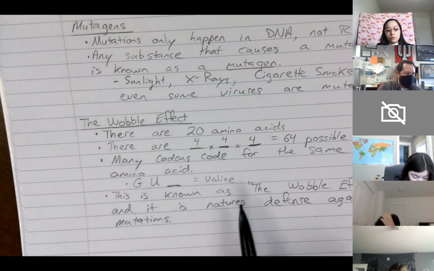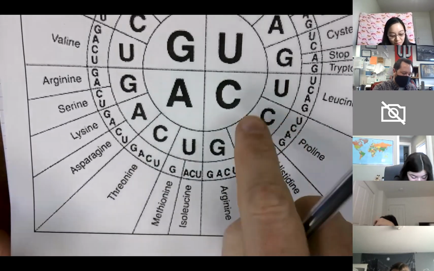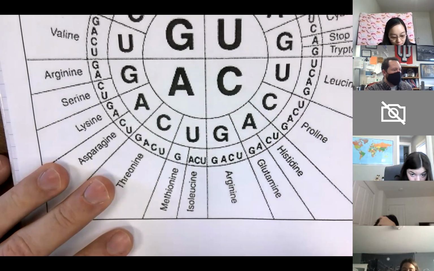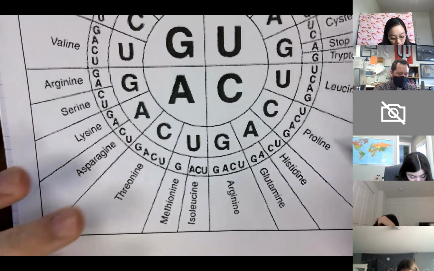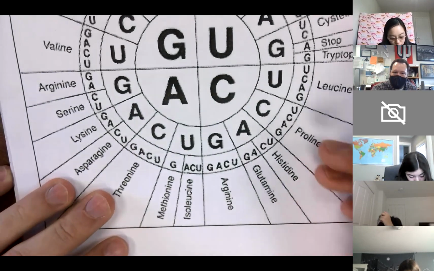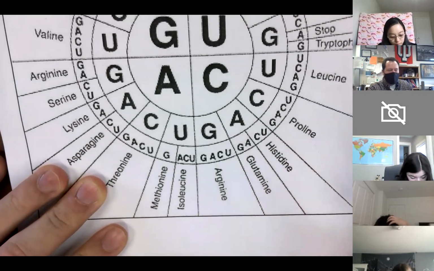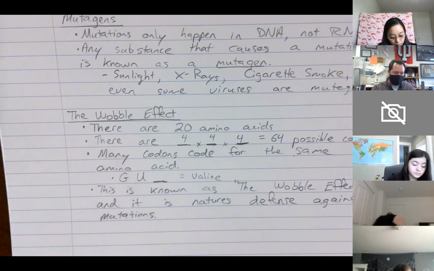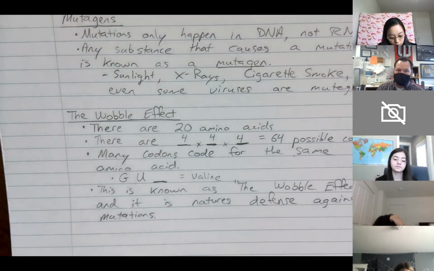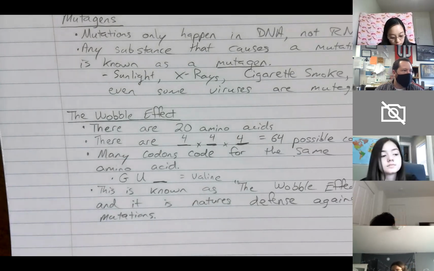All right, so there we go. Again, my favorite thing, probably because it's the name, but also it's really cool. This is what's called the wobble effect. Basically, as long as, oftentimes, you get the first two letters, you're going to get the third one. It's like nature's defense against mutations. Is it perfect? No, it's definitely not perfect, but it definitely limits the effect that mutations have. Even if you get your last codon mutated, you're still going to get the right amino acid. And that's called the wobble effect.